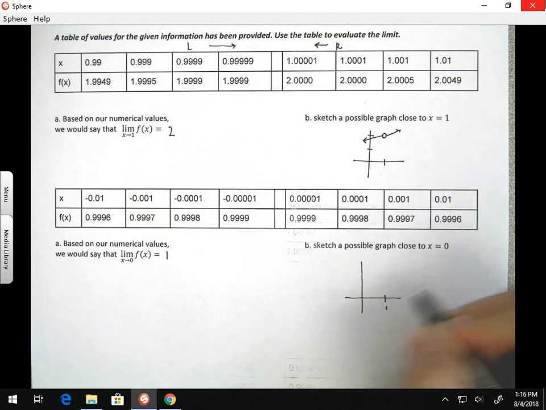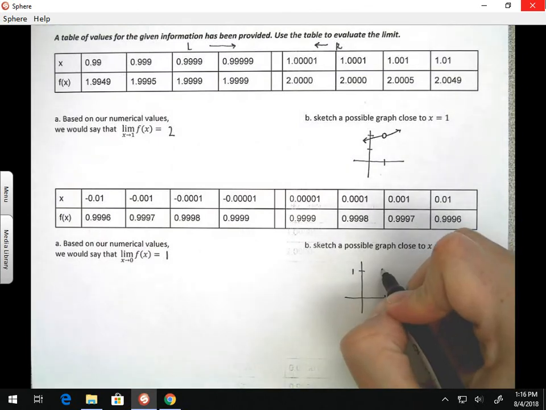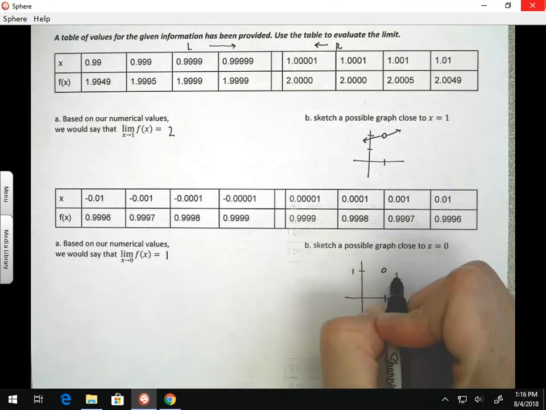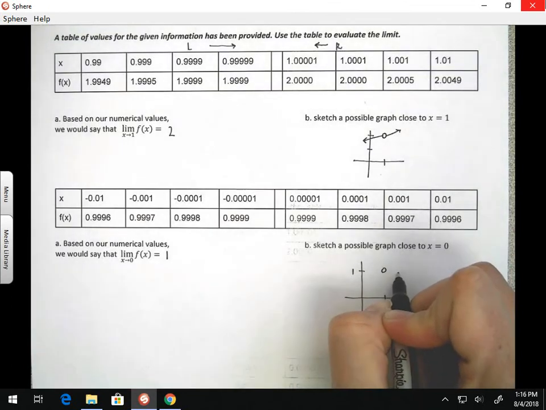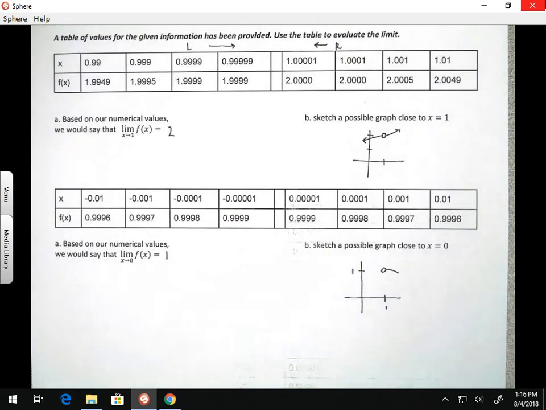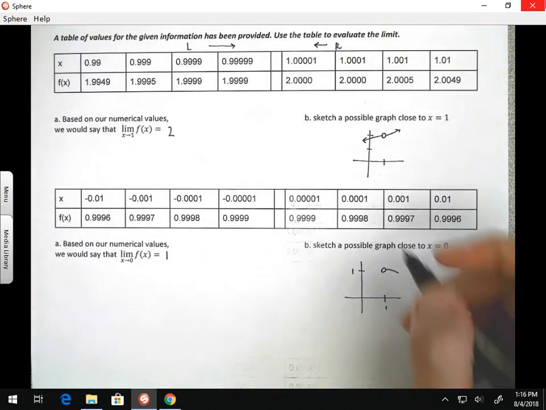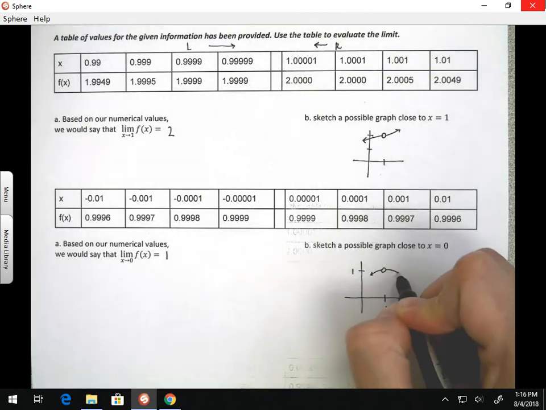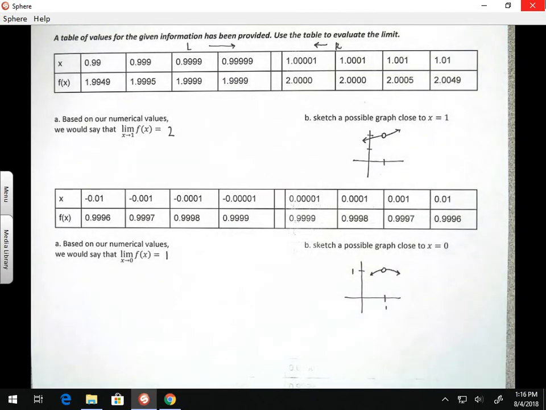So I've got x is 0, and here's my y value of 1. Again, I don't really know what's happening at 0. It may be that that function value is defined. I just don't know based on the information I'm given. But what I do know is that I was increasing coming from the left, or excuse me, from the right, and I was increasing coming from the left. So I could just draw a small chunk of my graph that shows the behavior from either side.